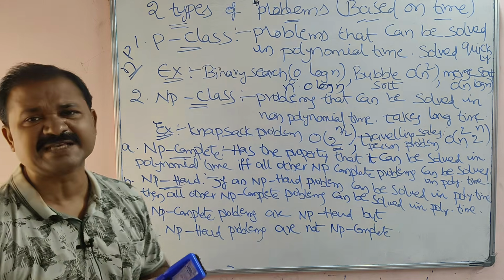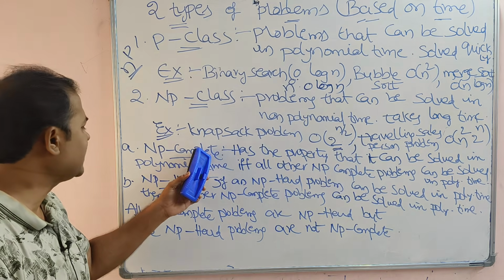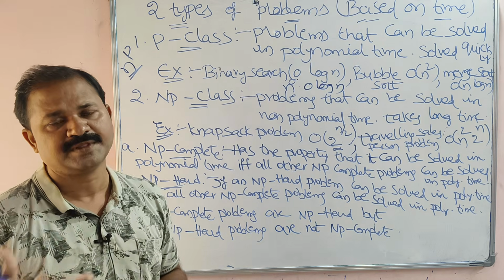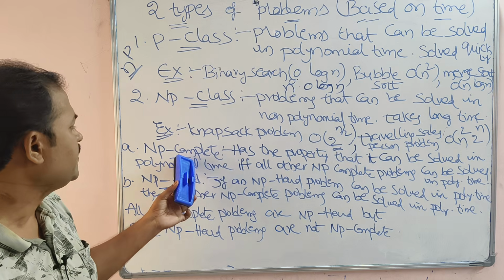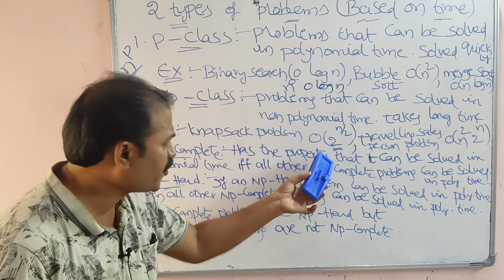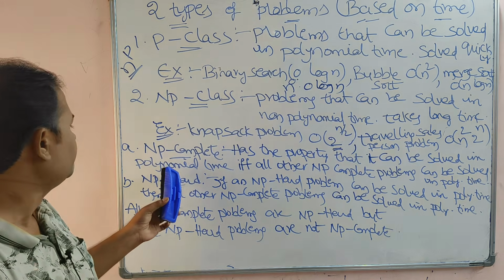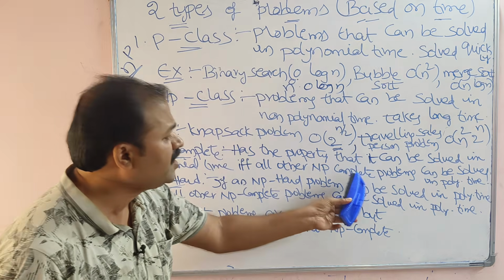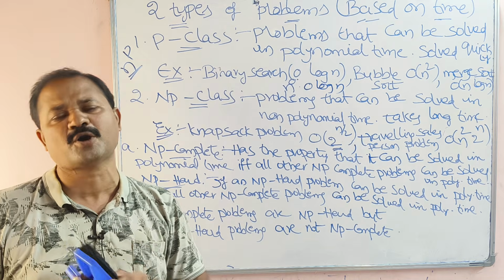Now, NP class problems are classified into two types. The first one is NP complete problem. The second one is NP hard problem. Now let's see what is NP complete and what is NP hard. NP complete has the property that it can be solved in polynomial time if and only if all other NP complete problems can be solved in polynomial time.